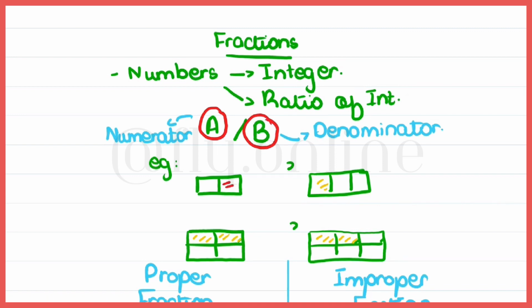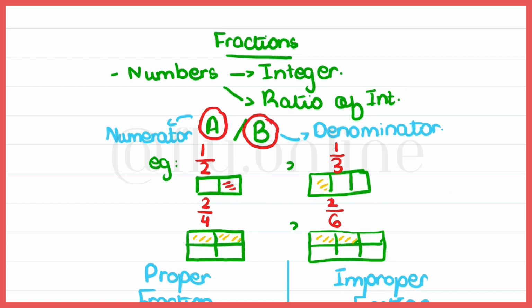Let's say over here we have two boxes on the whole. So we'll write down 2 as our denominator, out of which 1 is shaded. Gonna write down 1 on the top. Over here we have 3 boxes on the whole, out of which 1 is shaded. 4 boxes on the whole, out of which 2 are shaded. 6 boxes on the whole, out of which 2 are shaded.